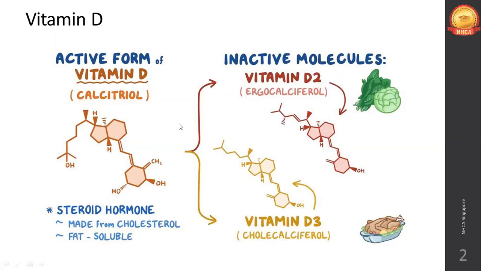From plant sources, it is ergocalciferol, vitamin D2. Vitamin D2 has to be converted into vitamin D3, pre-vitamin D3. It's a bit longer process as compared to animal sources. So these are the two sources of vitamin D: active form and the inactive form. Active form is from the animal sources, and inactive form is from the plant sources.